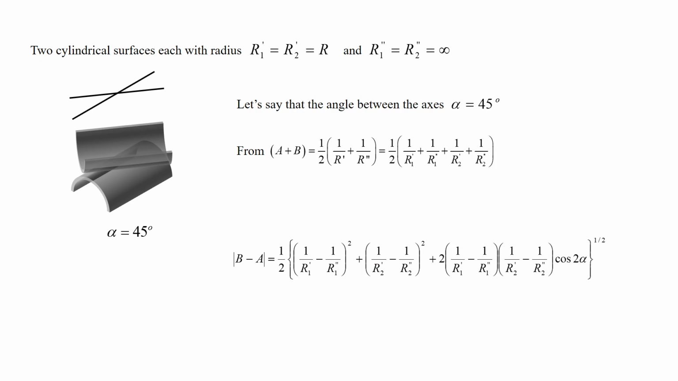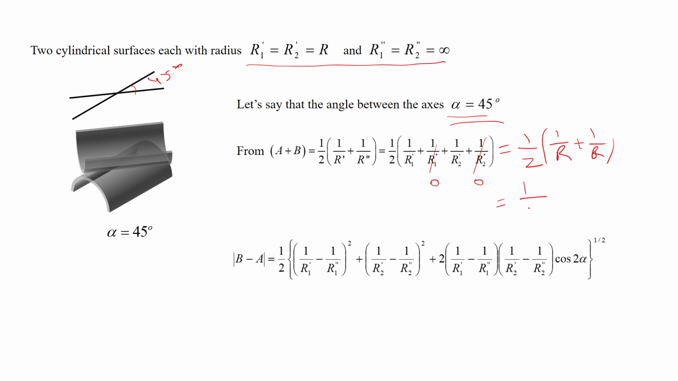Let us say two cylindrical surfaces of each radius r, with r1 dash and r2 dash equal to r, and r1 double dash and r2 double dash equal to infinity, and let us say the angle between them is 45 degrees. Now, what happens? 1 plus a by a plus b will be something like this. Here it is 1 by 2, 1 by r here, and 1 by r double dash is equal to 0 here, this is also 0 here, and this is equal to r here, so 1 by r.